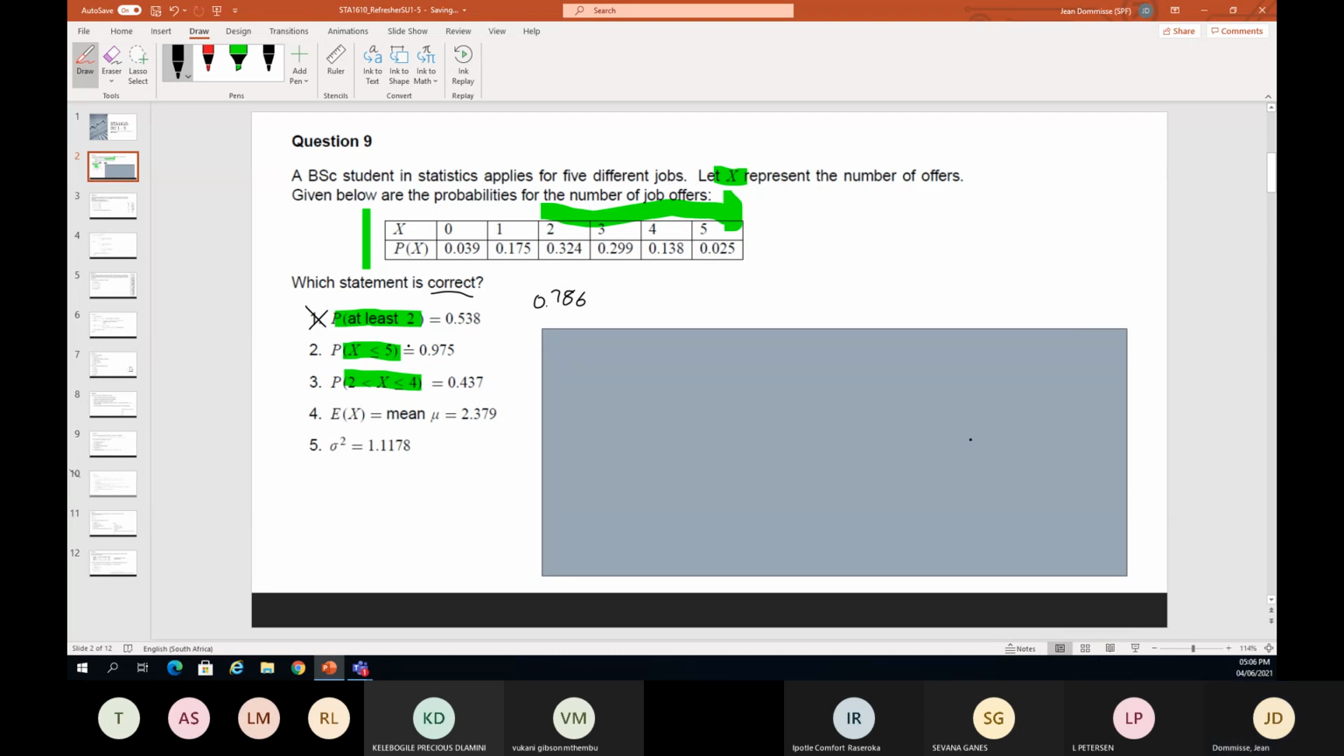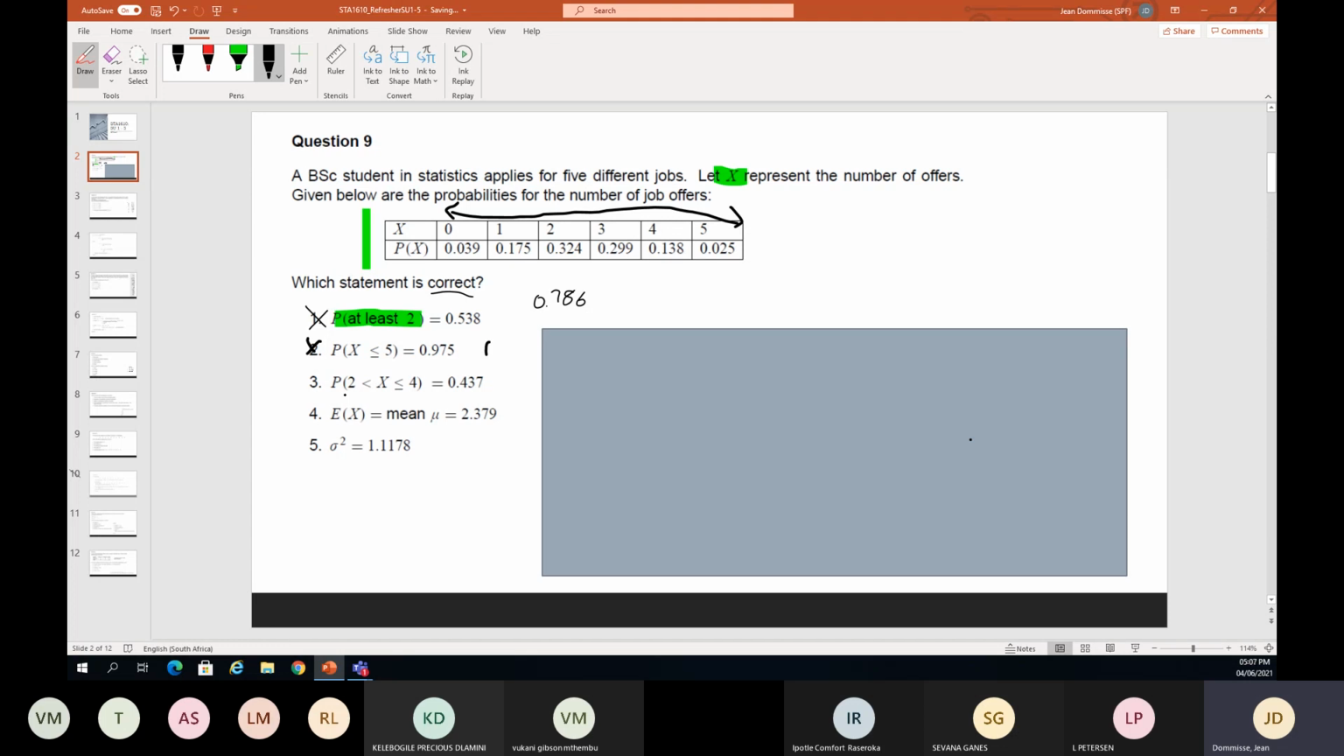Then smaller or equal to 5. What would I look at? That's going to be 5 and less, so everything from 0 up to 5. So it's everything, and everything we know must be equal to 1. That is also the incorrect one. So we're still not there yet.